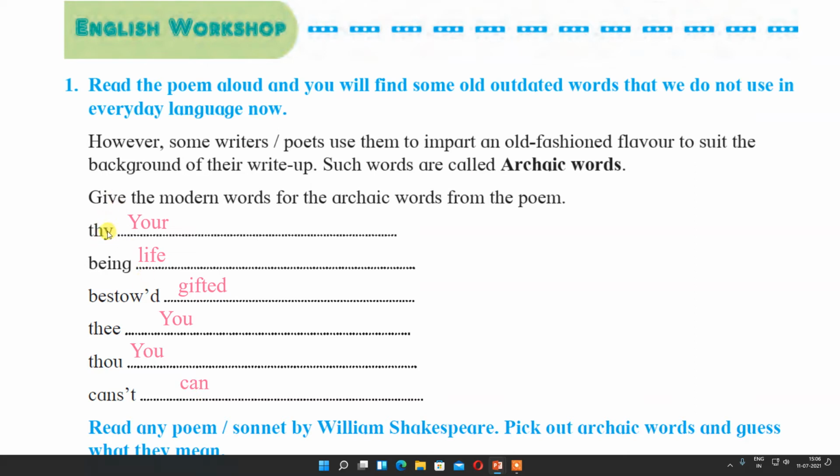Whatever words are given in black color are the archaic words, and words given in pink are the modern words as alternates to them. Here one suggestion is given to you: read any poem or sonnet by William Shakespeare and pick out the archaic words and guess what they mean. Mainly you will find this in the writings of William Shakespeare.